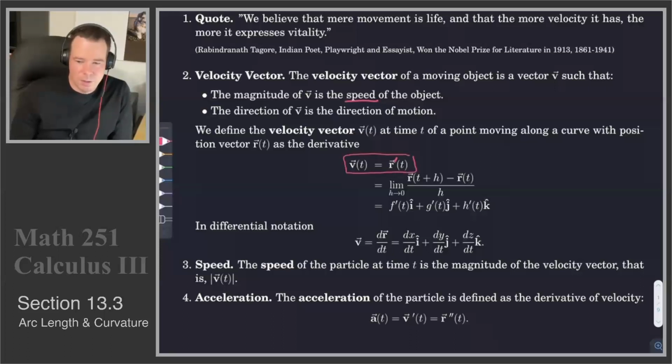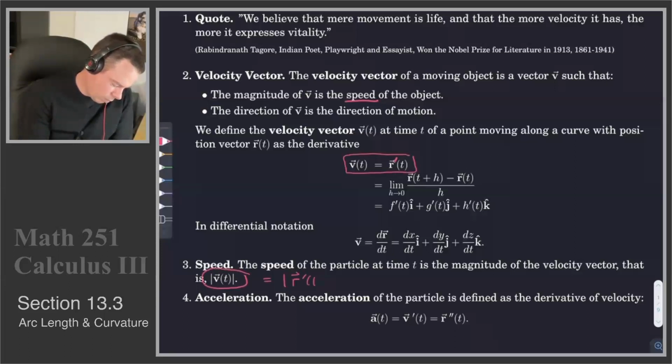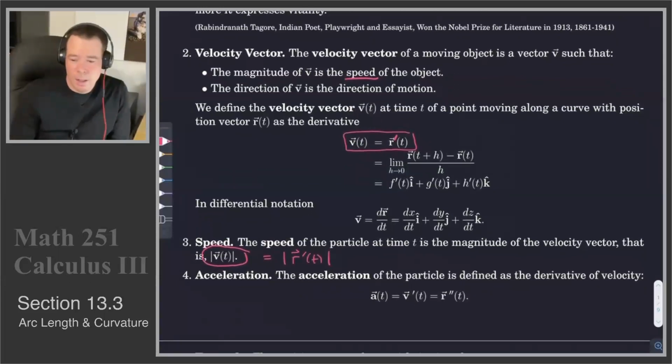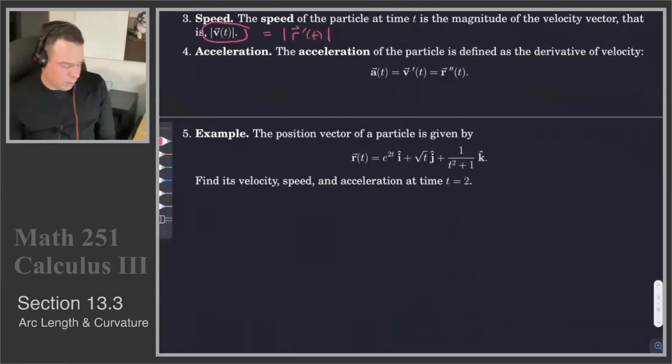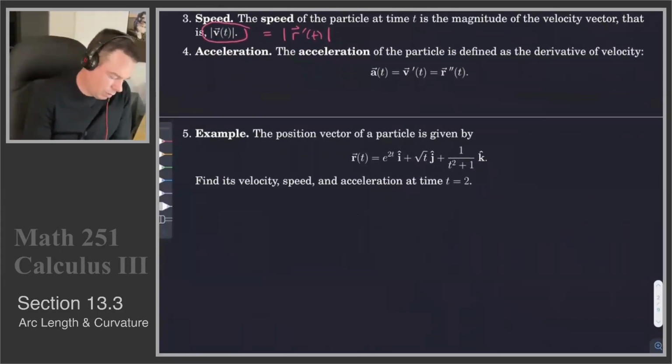So the velocity vector is basically our r prime vector that we've been using all along, and the speed would be the magnitude of that. So our speed is the magnitude of v, in other words, the magnitude of r prime of t. I've used these terms already just to build intuition. What's the second derivative? That's the acceleration vector. So we've got the velocity vector and the acceleration vector. What can we do with that? Here's a particle, given by this position function r of t. Let's find its velocity, speed, and acceleration.